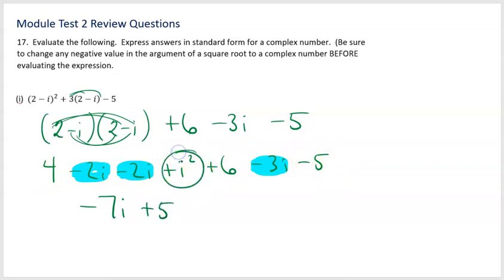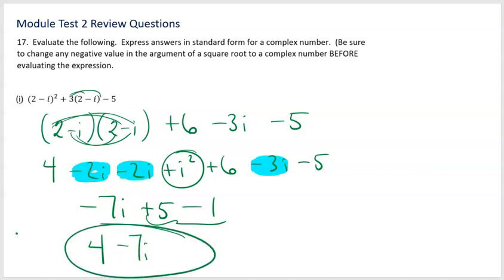And then look, I have this i squared term. Y'all remember that's minus 1. So I still need to combine those together. 5 minus 1 is 4. I'm going to write it in front because real parts go first. And then minus 7i in the back. And that's completely simplified.